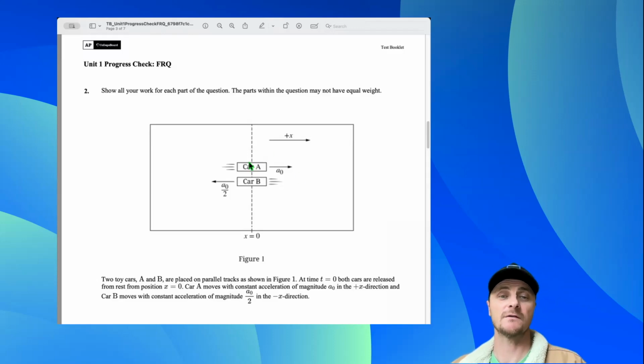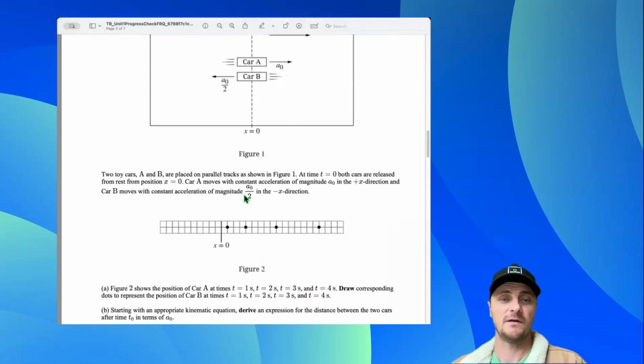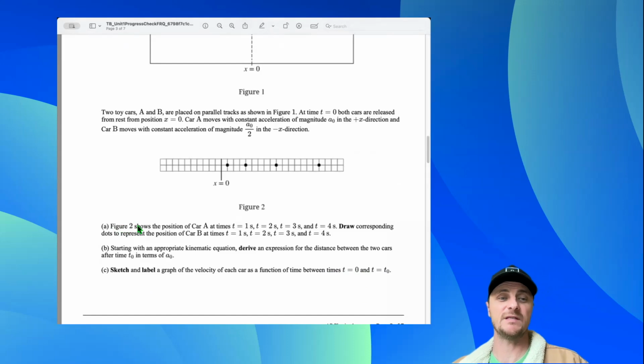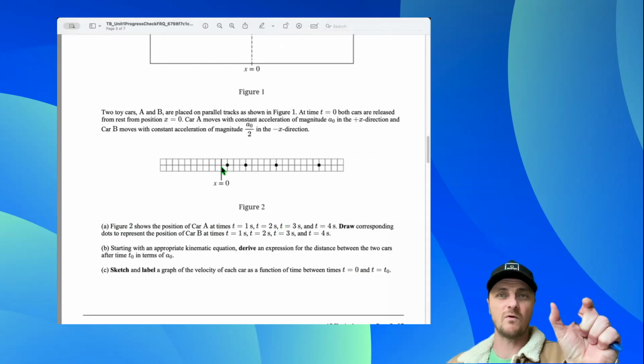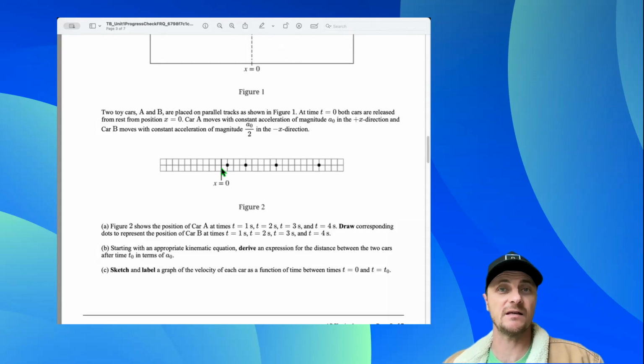So we've got two cars. Car A is going in the positive direction at an acceleration of a naught. Car B is heading to the left at an acceleration half that, a naught divided by 2. This text just reiterates what I just said, and if we look at Part A, we see Figure 2 shows the position of Car A at times 1 second, 2 seconds, 3 seconds, and 4 seconds. And it's clear that the car is accelerating because we're covering more and more distance with every passing second, which is proof that the car is speeding up.